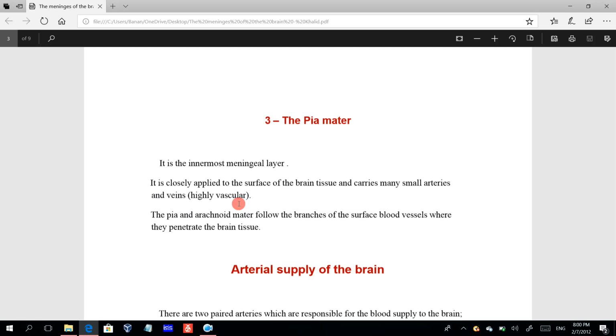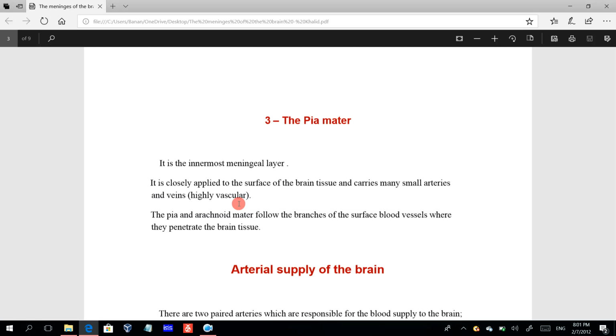So the previous notes were about the three layers of the meninges, and as we said, it is composed of the dura mater, which consists of two layers, and the arachnoid and the pia mater. That's in short about these layers.